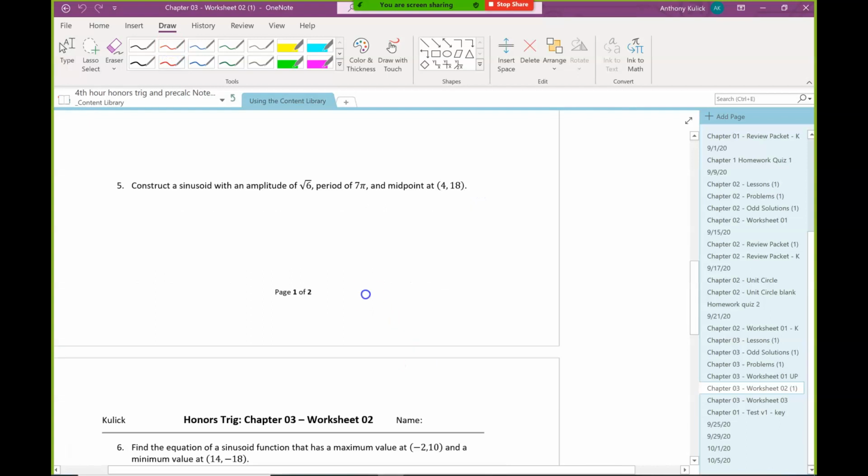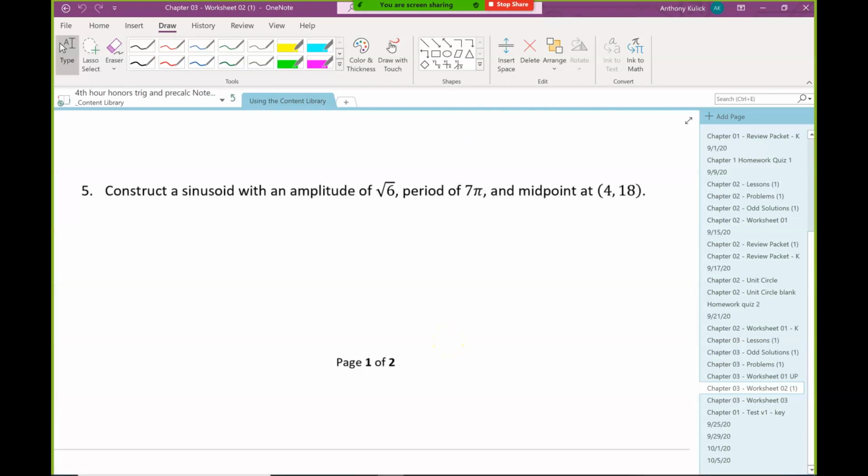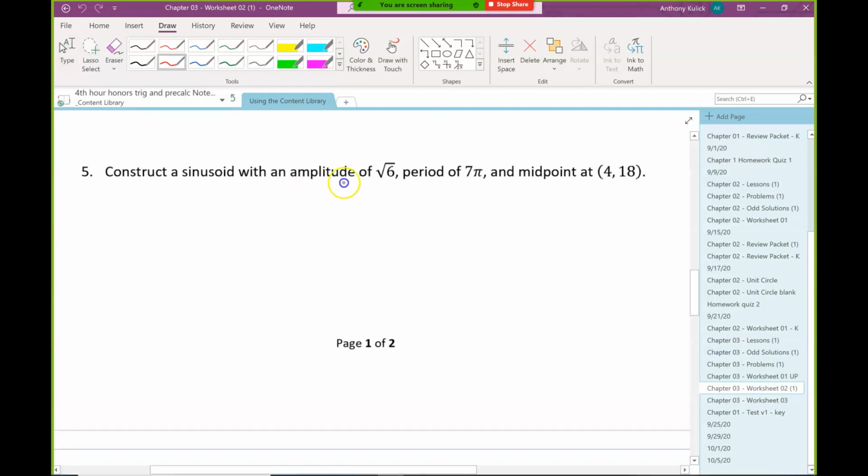So this one here. Okay. The amplitude is square root 6, so immediately I know that the a value is either square root 6 or negative square root 6.